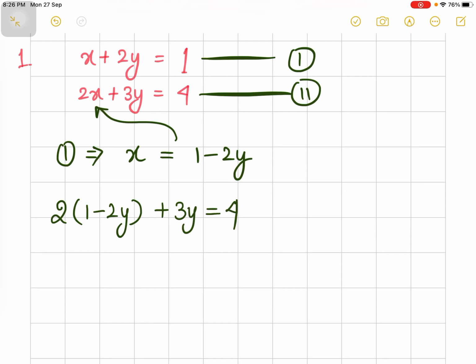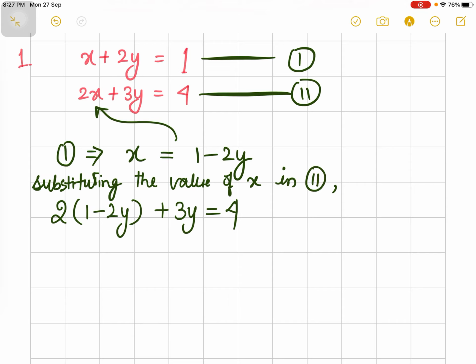So what have you done actually? You have substituted the value of x in the second equation and hence you get this. Let's open the bracket. 2 minus 4y plus 3y is equal to 4.